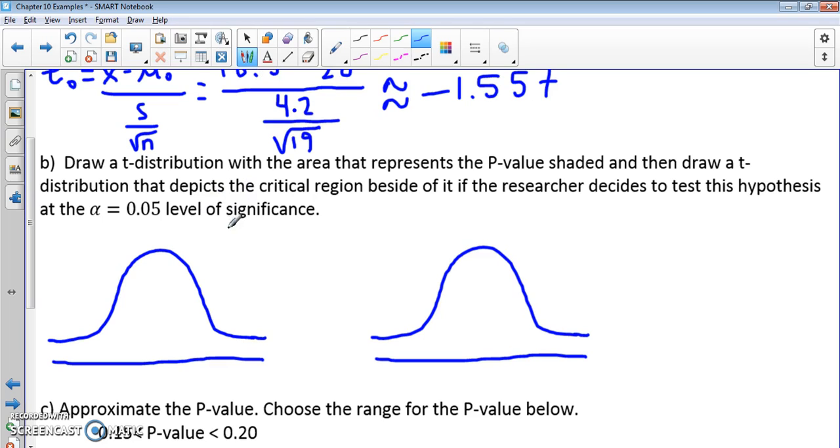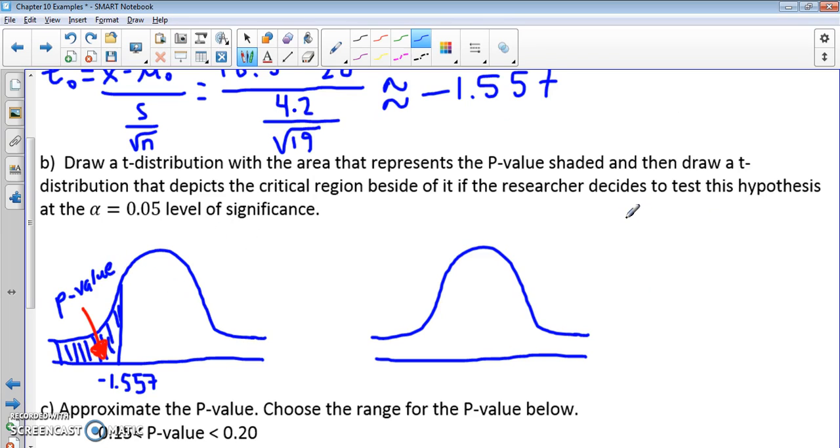So negative 1.57, so about right here. Alright, so this is our p-value. That shaded region there is our p-value. So that there is the p-value. Right, so again, the p-value is a probability.